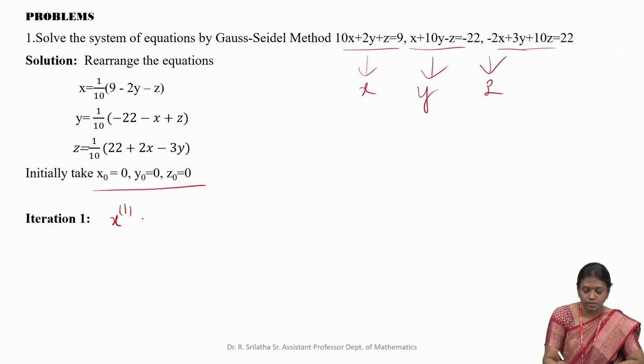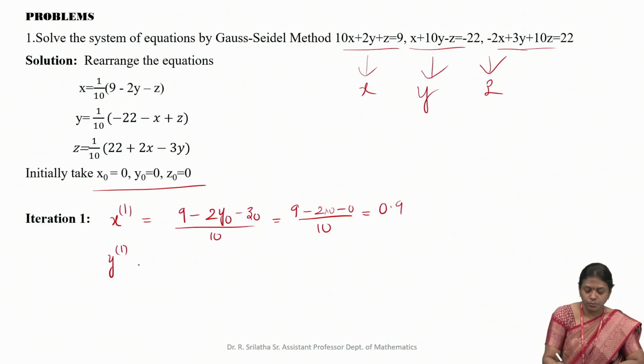Now, how do we write the first approximation x1? This notation is related to the first iteration. The equation is 9 minus 2y0 minus z0, whole divided by 10. Substituting y0 equal to 0 and z0 equal to 0, we get 9 minus 2 multiplied by 0 minus 0, whole divided by 10. These terms are zero, and this is 9 by 10, that is 0.9. Similarly, I will calculate y for the first approximation. What is our equation here? Minus 22. As I just mentioned, we need to use the recent value, so here I have x.